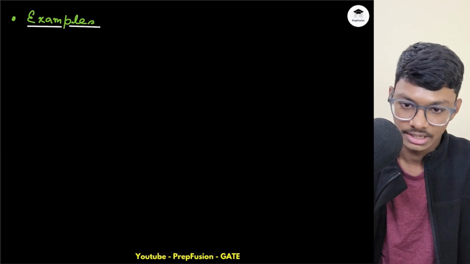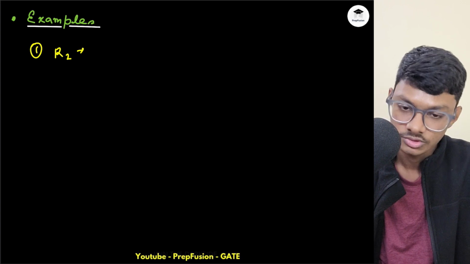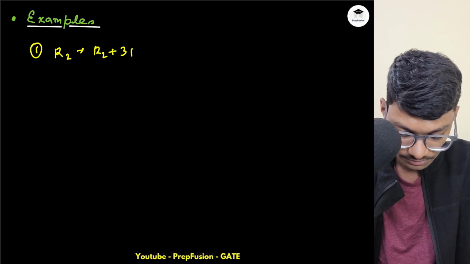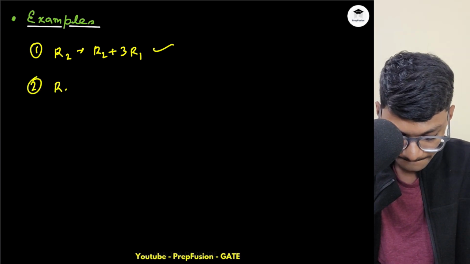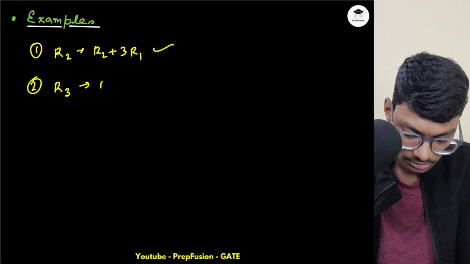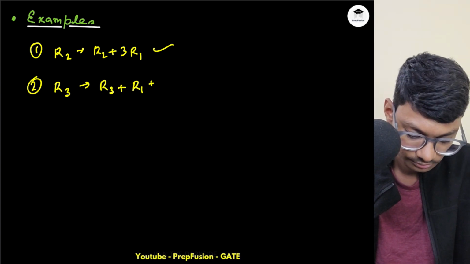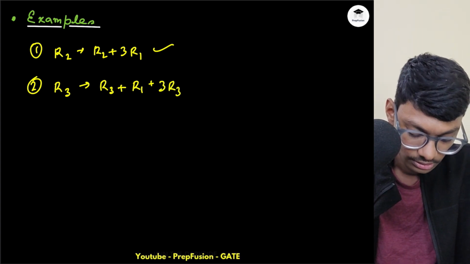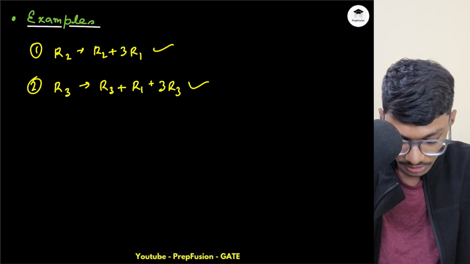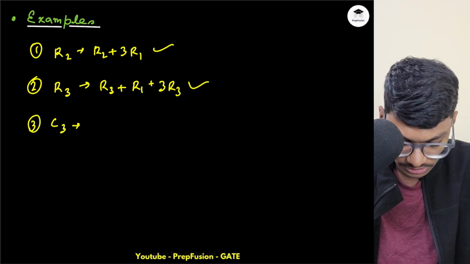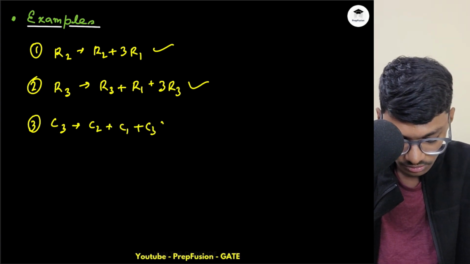So I will tell you what to do and what not to do. Here, what are the examples? One example is which are valid and which are invalid. I've already done them. So row 2 can be changed to row 2 plus 3 row 1, this is valid. Now row 3 can be simply changed to row 3 plus row 1, and then plus 3 row 3. This is also valid. We're not doing them together. Columns are also valid: C3 can be changed to C3 plus C2, then plus C1. This is also valid.